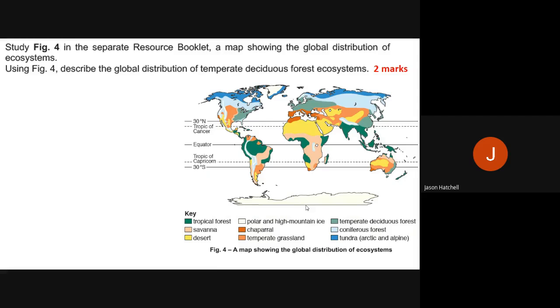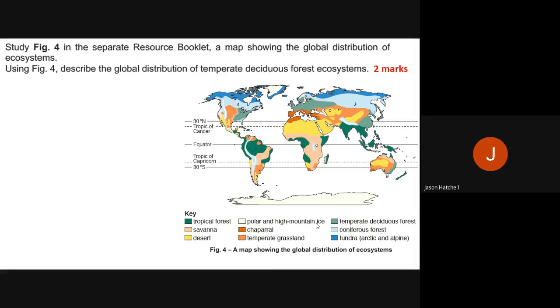The second question we're going to go through shows you, in the resource booklet, you've got a map showing the global distribution of ecosystems. So this is a map showing all of the ecosystems of the world, and you've got a key at the bottom to tell you what color is what ecosystem. And the question is, using figure 4, describe the global distribution of temperate deciduous forest ecosystems. So again, that word describe comes up. We don't need to know anything, we just need to use the map.